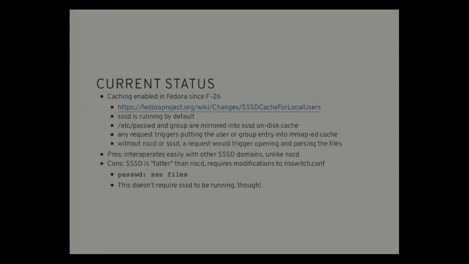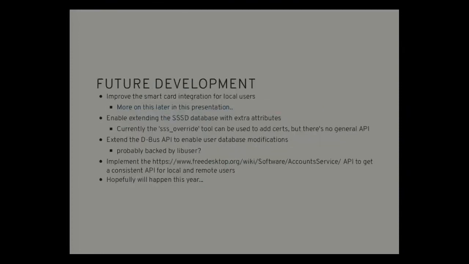So this is very much work in progress. The next thing we want to do is improve the smart card integration. You'll see later why it is currently very user-unfriendly. We want to make it possible to extend the local database with more attributes like the keyboard layout or whatnot that I talked about. Currently, it is somewhat possible. We have a command line tool called sss_override, but currently it only allows you to add a public certificate for the smart card authentication. But right now, there's no general API or command line tool.